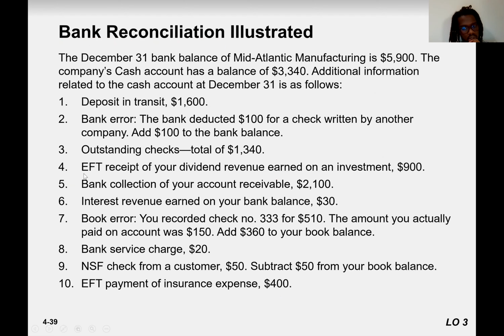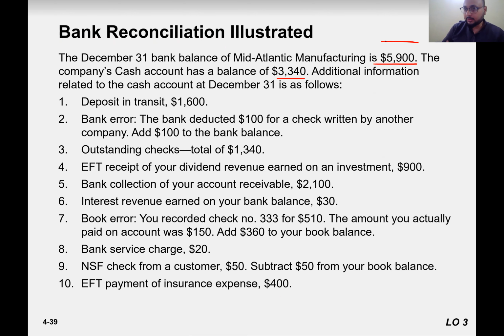So we have an example here. On December 31st, the bank balance of Mid-Atlantic Manufacturer is 5,900. Like I also showed you its bank statement as well. The bank statement shows $5,900. The company cash account is 3,340 according to the company. In our books, it should be $3,340, but the bank account is showing 5,900.